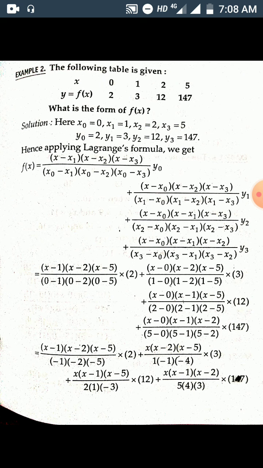The following table is given. The values of x are 0, 1, 2 and 5. y equal to f(x) is 2, 3, 12 and 147. What is the form of function f(x)?